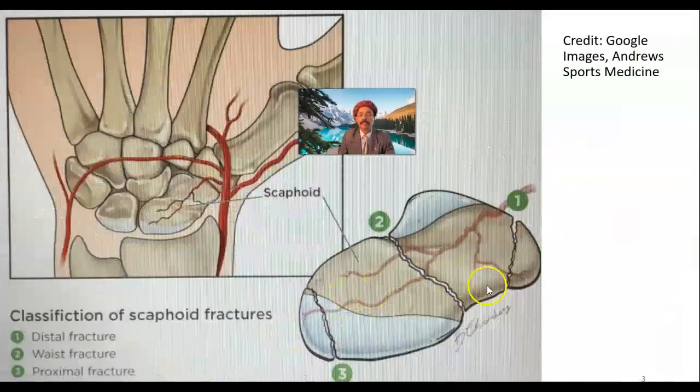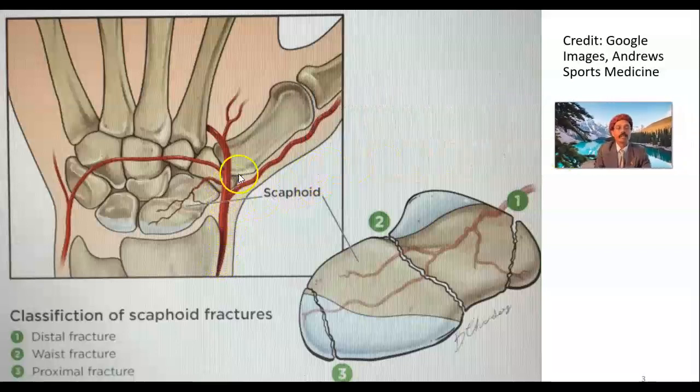Now we'll look at the scaphoid bone here. This is the scaphoid bone among the carpal bones. Look at the blood supply. This is the radial artery, a branch of the brachial artery. This is the branch going to supply the scaphoid from the distal part to the proximal part. So if there is a fracture here, this part may not get blood supply and it may go through avascular necrosis. So this is the distal part of the scaphoid bone.